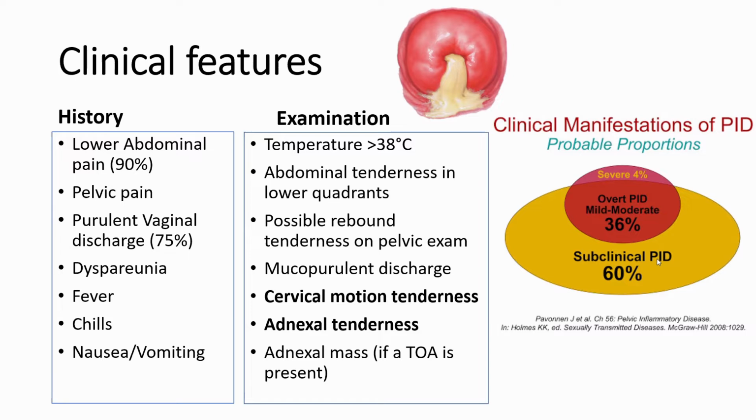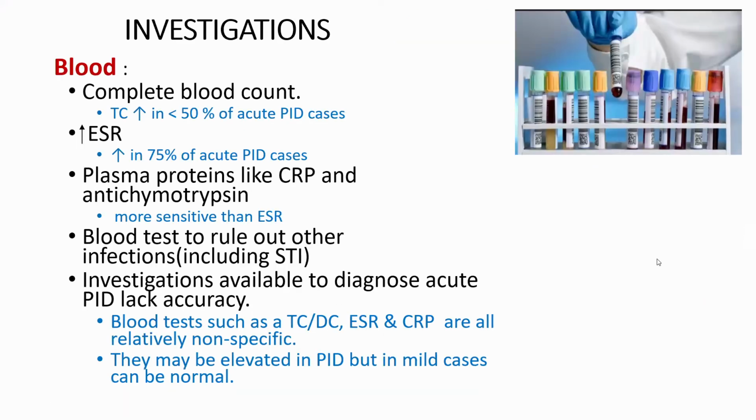Then another third come with overt pelvic inflammatory disease, but the features are usually mild to moderate. Severe PID you can appreciate only in 4 out of 100 cases. So let's discuss the workup.